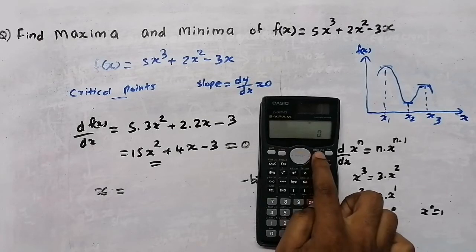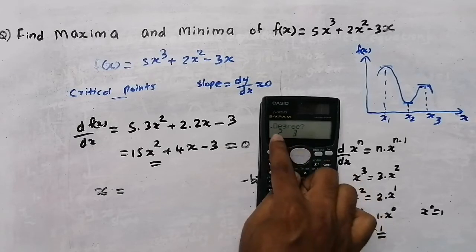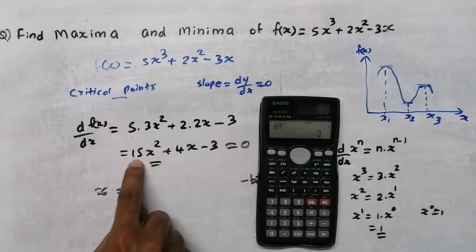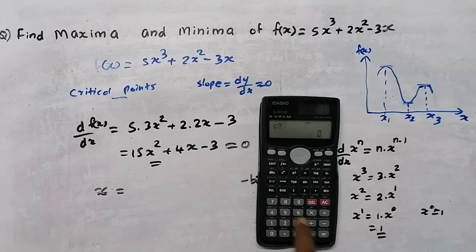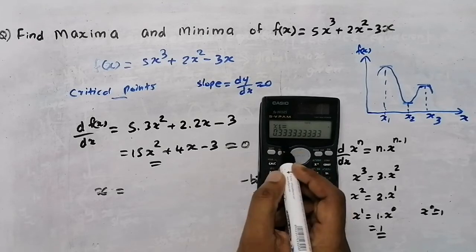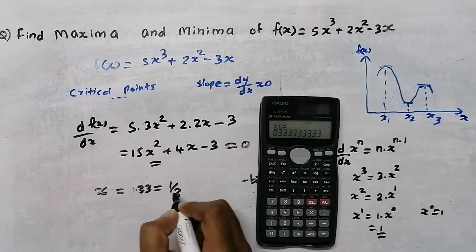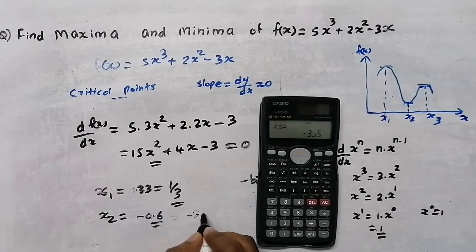In the calculator, click on the mode button 3 times, then you will get the equation option. Press the arrow key because we need degree 2. Now a is the coefficient of x square, that is 15, b is the coefficient of x, it is 4, and c is minus 3. Now we are getting x1 as 0.33, or we can say it is 1 by 3. That is my x1. Now x2 is minus 0.6, which in fraction can be written as minus 3 by 5.